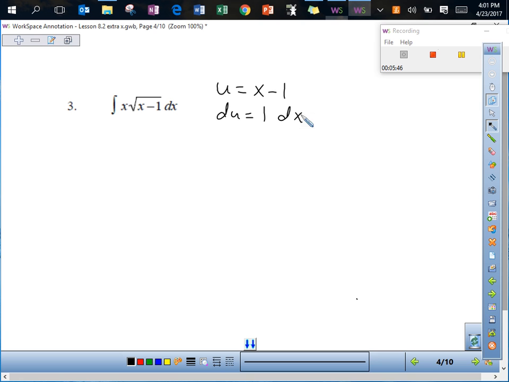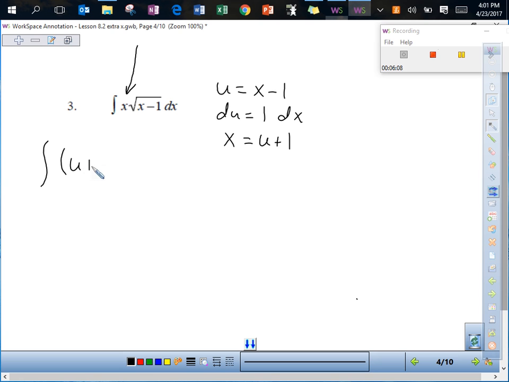So I don't have to introduce a constant yet, but I do have an extra x. So that means I'd need to do that extra step. If I solve the top equation for x, I'm going to have x equal u plus 1. Now it's going to look like this. I'm going to have the antiderivative of, in place of x, u plus 1. I'm going to take care of the square root of x minus 1 as u to the 1/2. And then that dx becomes my du.